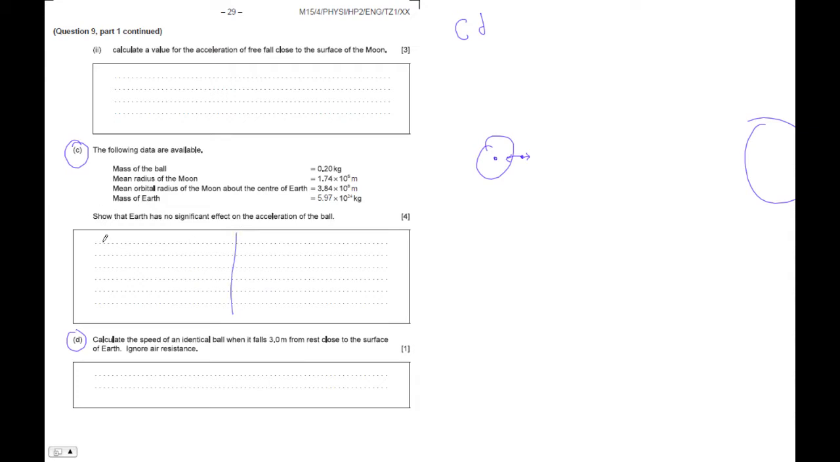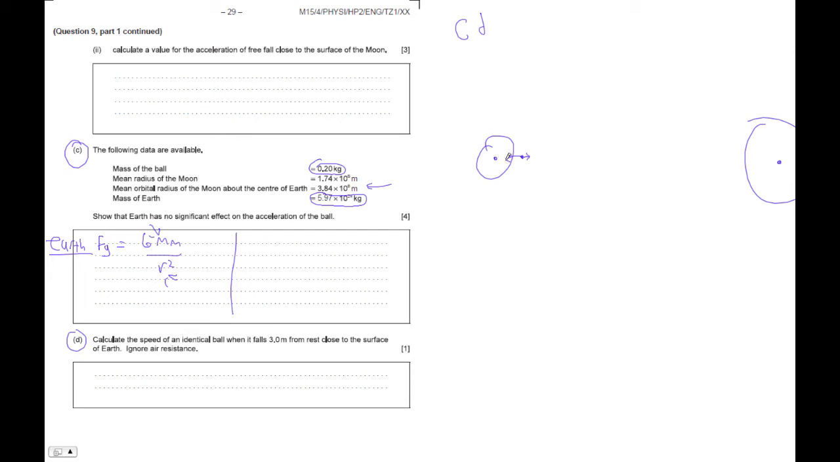The force of gravity is going to be G m m over r squared. And one of these masses is the mass of the ball. The other mass will be the mass of the Earth, because this will be the force of gravity caused by the Earth on the ball. And then the radius is going to be, and this is tricky, the center to center distance, but minus the radius of the moon, because we're just a little bit closer.